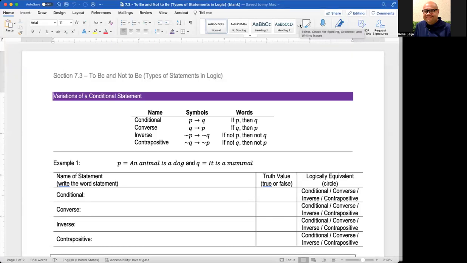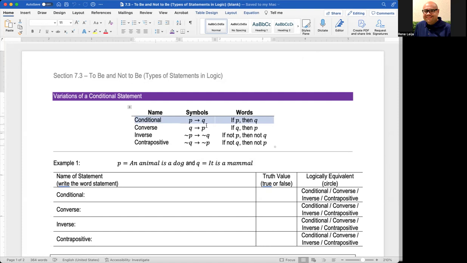Hi, everyone. This is section 7.3, types of statements that we will come across in logic. So we are now going to look at various conditional statements. Remember, a conditional statement is if P, then Q. This is the one that we start with. If P, then Q. Now we have four types.